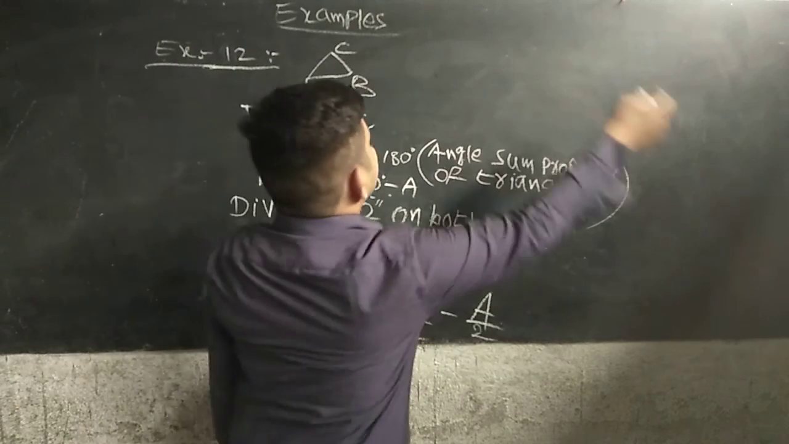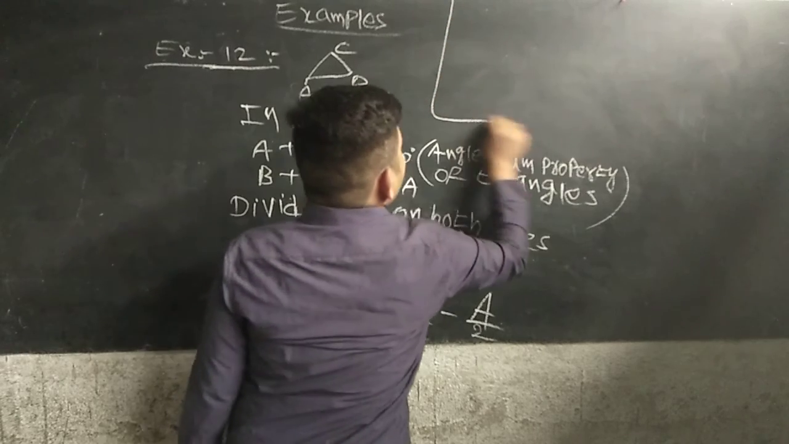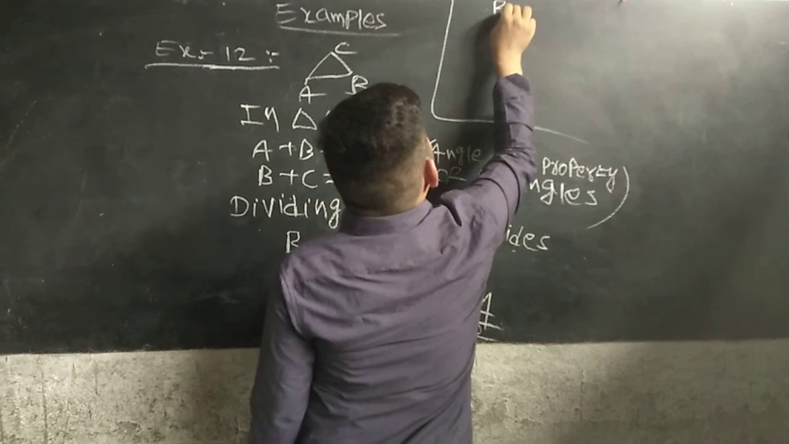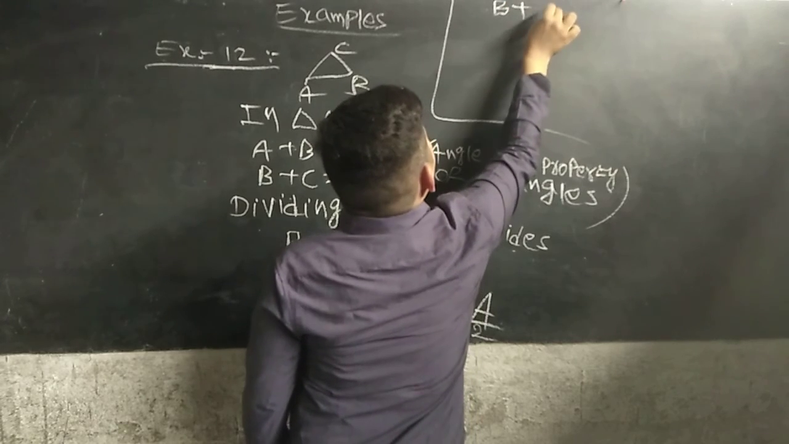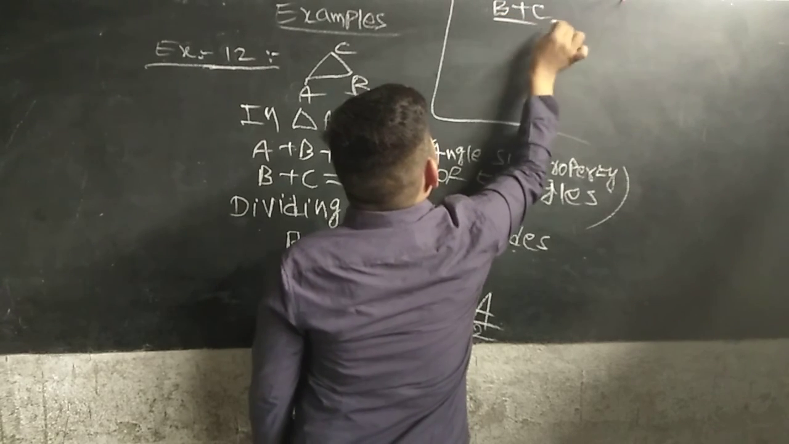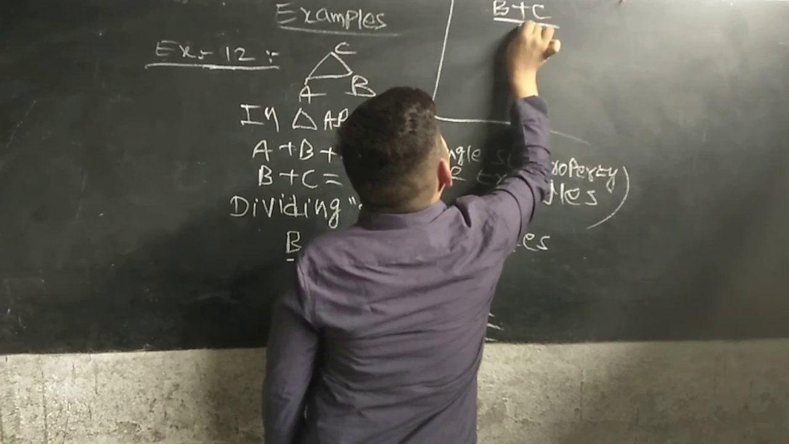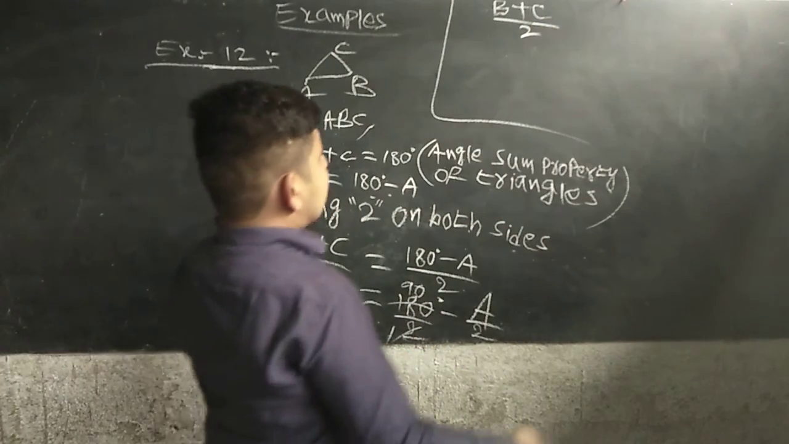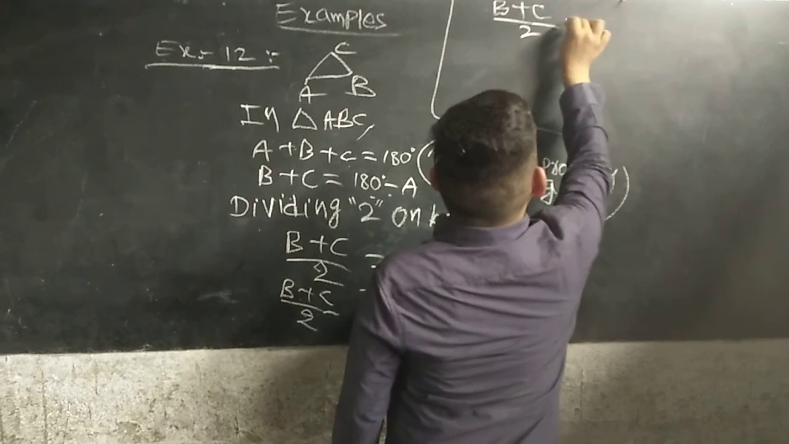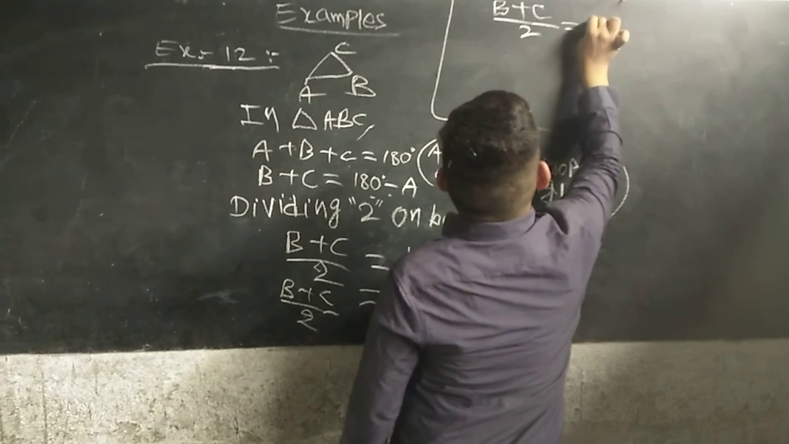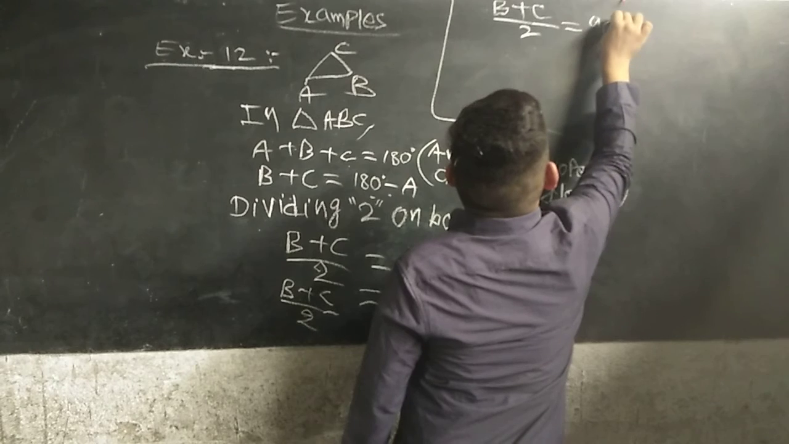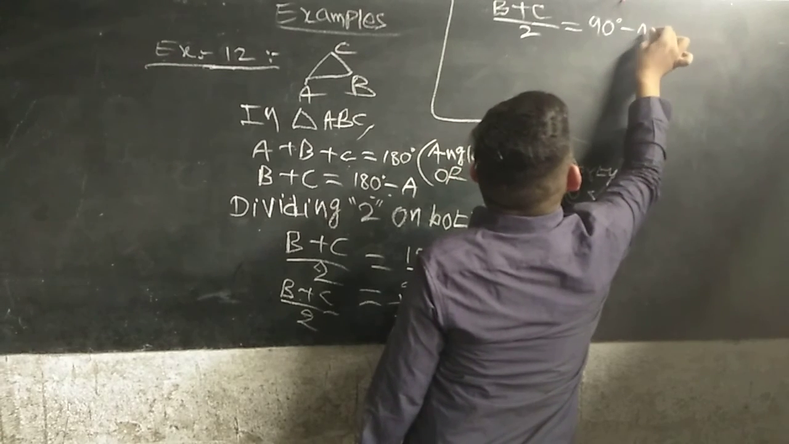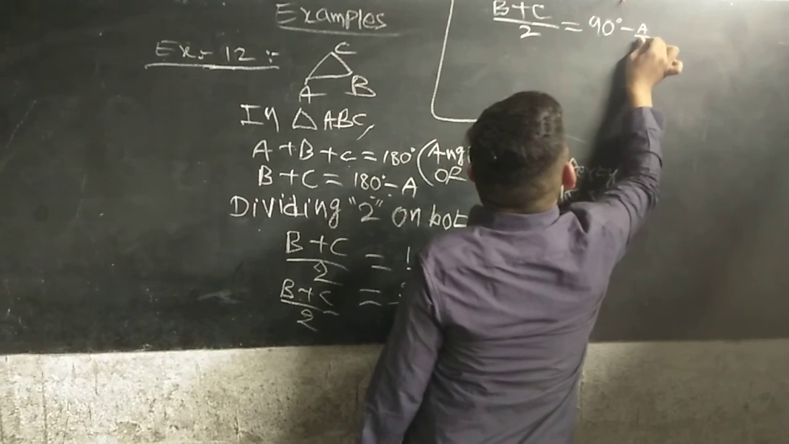So (B plus C) by 2 equals 90 degrees minus A by 2.